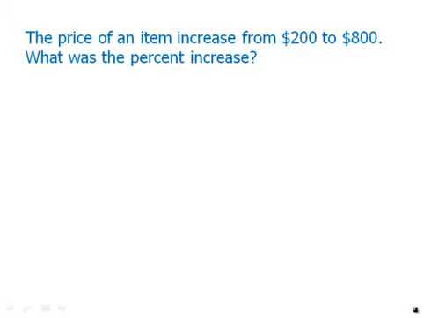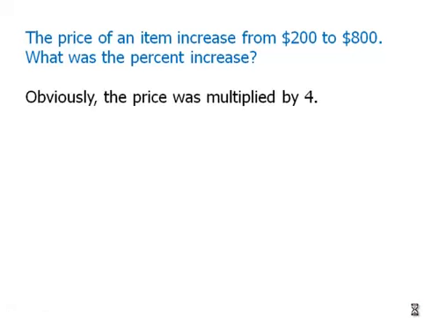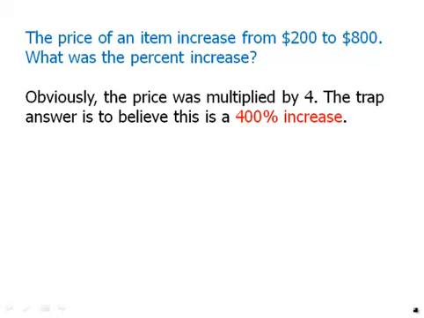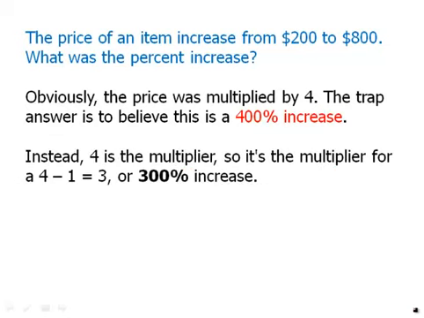If the price of an item increases from $200 to $800, what was the percent increase? Now, this is a really tricky one, and there's a trap here. Pause the video and think about this for a minute, and then we'll talk about this. So, obviously, the price was multiplied by 4. The trap answer is to believe that this is a 400% increase. That's a trap. Now, why is that a problem? 4 is the multiplier, so it's the multiplier for 4 minus 1, 3, or a 300% increase.